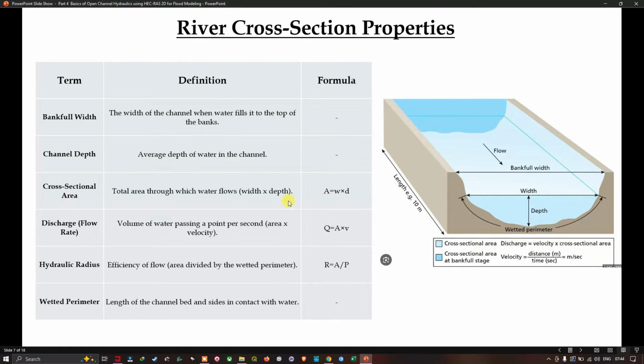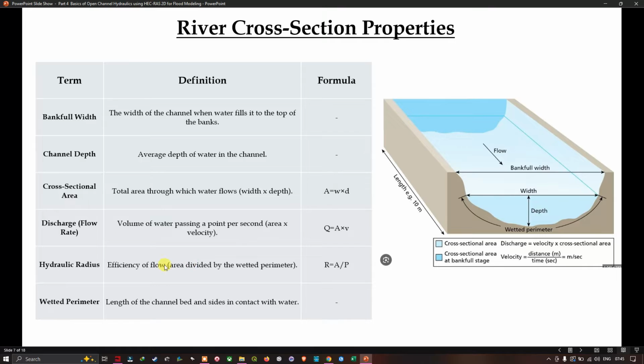The fourth parameter is the discharge, that is the flow rate, the volume of water passing through a point per second. It is given by the formula: discharge equals cross-sectional area multiplied by velocity. And the fifth cross-sectional property is the hydraulic radius, which indicates the efficiency of the flow, the area divided by the wetted perimeter. So the hydraulic radius equals the cross-sectional area divided by the wetted perimeter.